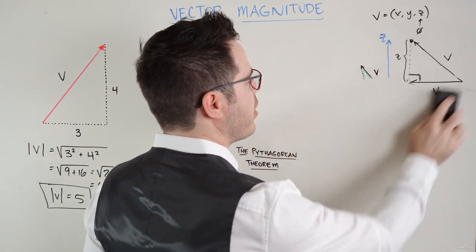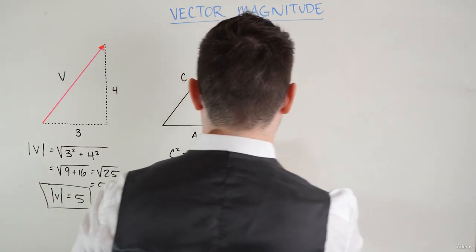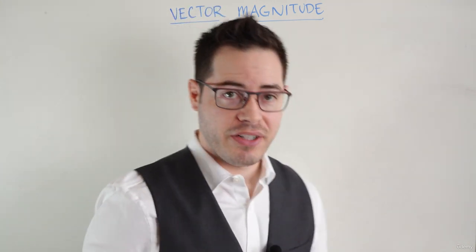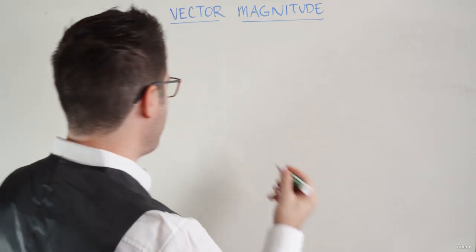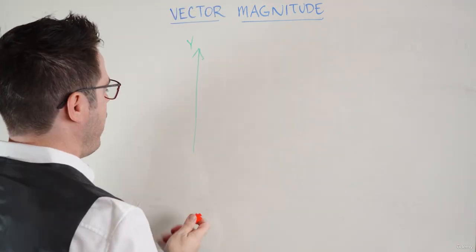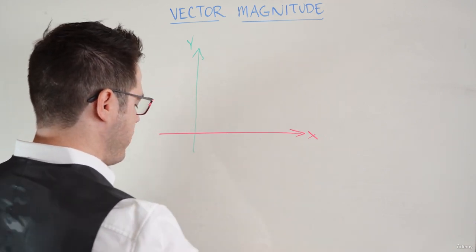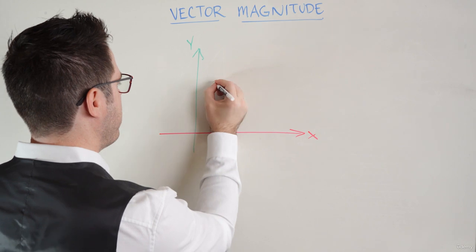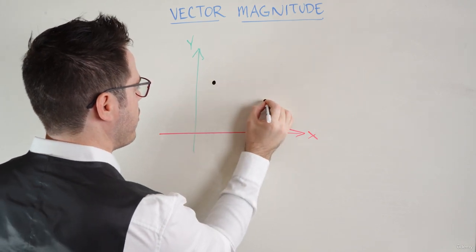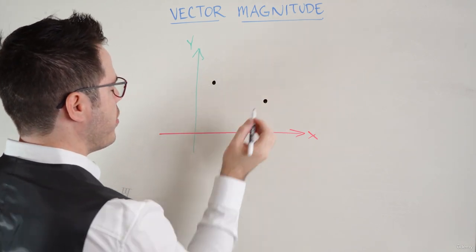Let's just really quickly talk about one of those scenarios so we get an example. Let's go back to 2 dimensions. I'm going to draw a y-axis and an x-axis. Now let's say that we have 2 points in space. We have a point right here, and we have a point right here. We'll call these points 1 and 2.